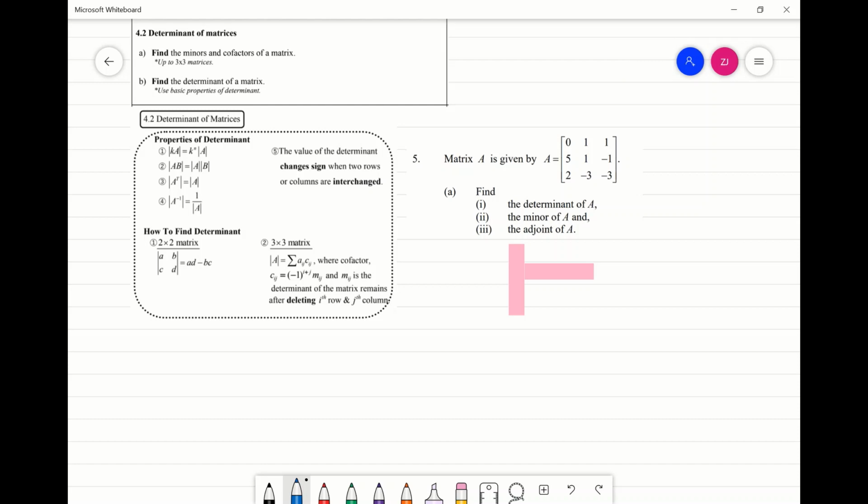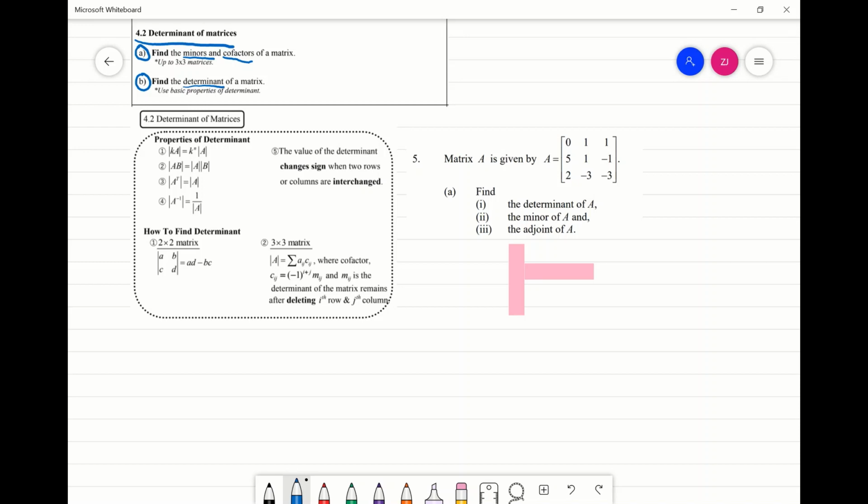Now we are going to cover 4.2 Determinant of Matrices. We have two learning outcomes to accomplish. First, we are going to find the minors and cofactors of a matrix, and second, we are going to find the determinant of a matrix. Now let's see the definition of cofactors and minors.